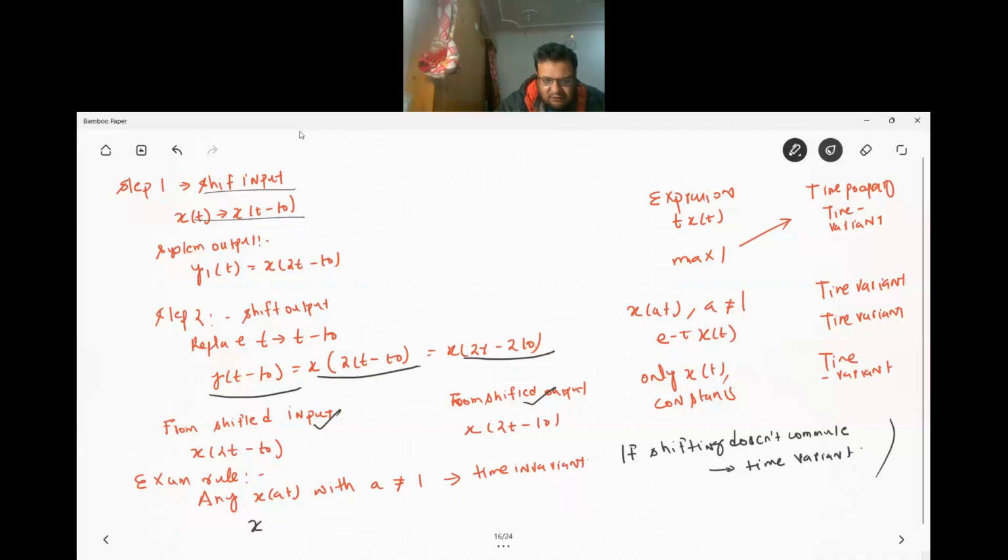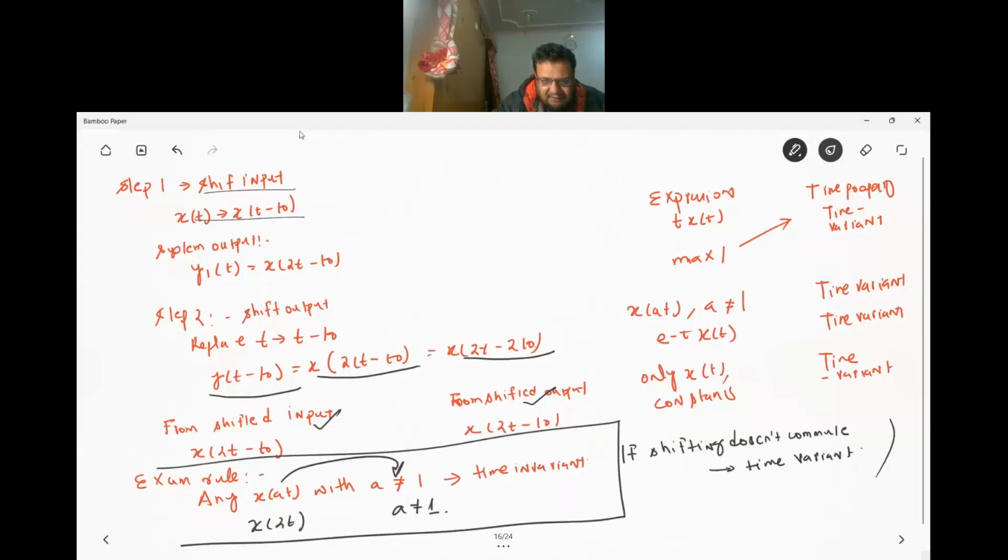So the exam rule is basically: if you have any signal like x of 2t, wherein the value a is not equal to 1, in that case you can directly say that the system is time variant, instead of checking the condition for variance. So this system is a time variant system, because here also you got the same reason: y of t minus t naught, you got x of 2t minus t naught.